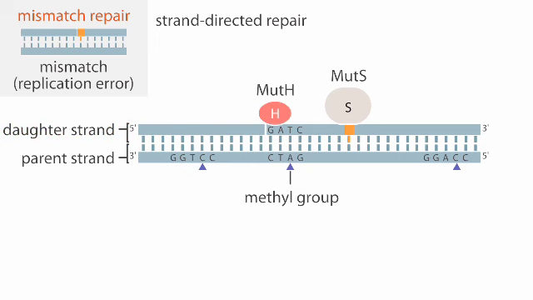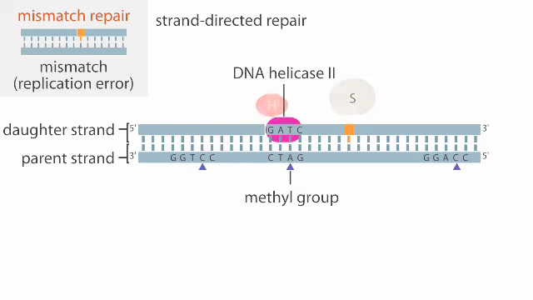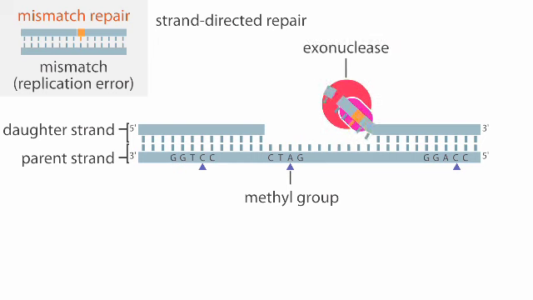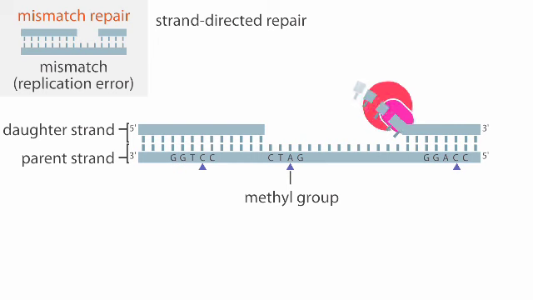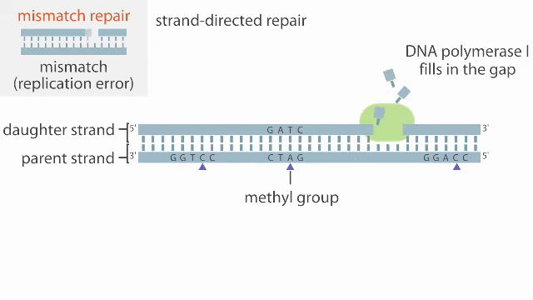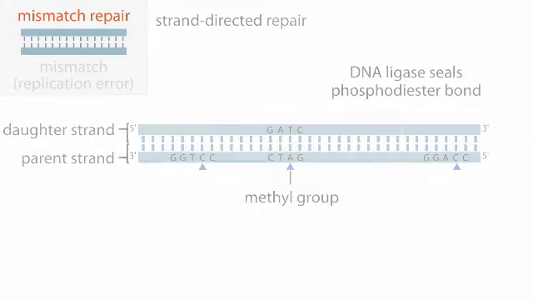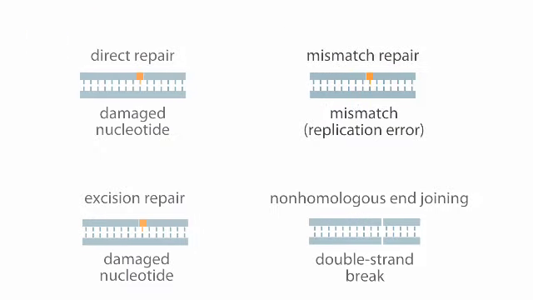MUT-H cuts the unmethylated DNA at the methylation site. Starting at this cut site, a DNA helicase detaches a segment of the single strand. The detached single-stranded region is degraded by an exonuclease that follows the helicase and continues beyond the mismatch site. The gap is then filled in by DNA polymerase I and DNA ligase. Note that eukaryotes do not use DNA methylation to distinguish between newly synthesized and parental DNA. Instead, they use a different mechanism that is not yet well understood.